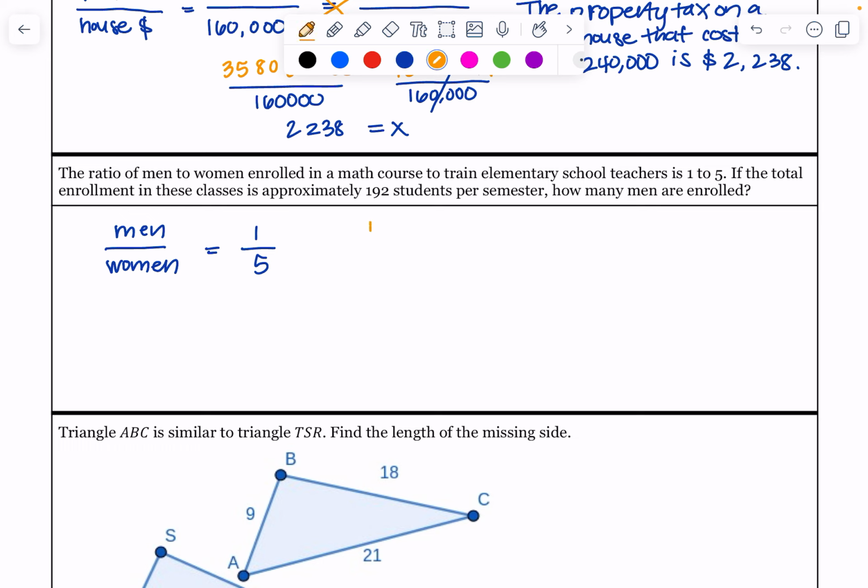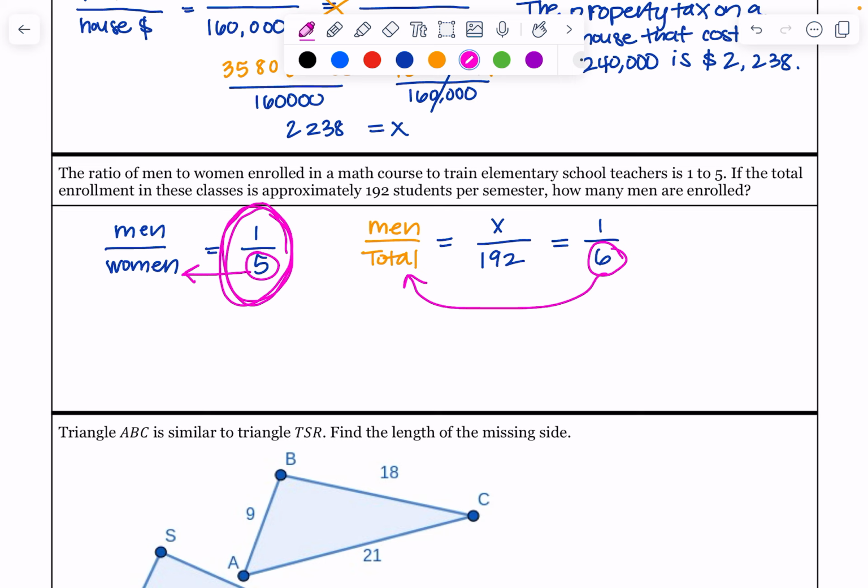So we want to take men out of total. It does say 1 to 5 here for our ratio, but it's not asking men to women. It's saying if the total enrollment is 192, how many are men? And so here for the total, we're going to have 192, and we're trying to find how many men there are. When we set this equal, we're going to have one man for total, which would be 6. Here we have a 5 because we are only thinking about women, but here we have a 6 because we're thinking about total. If we added these up, there'd be 6 total students.